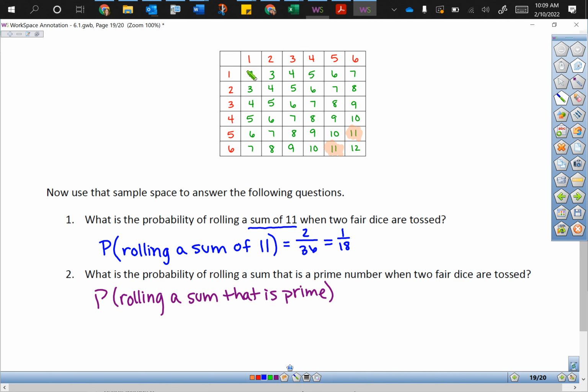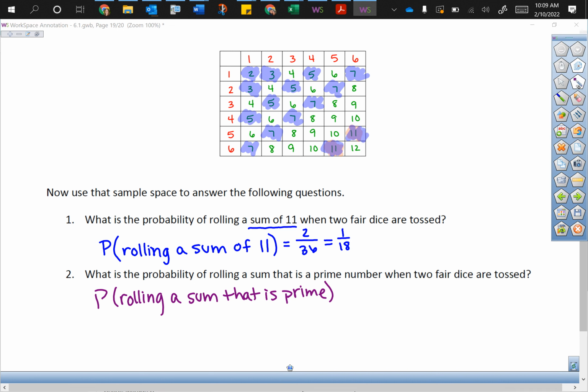Is 2 a prime number? Okay. Is 3 a prime number? And how many 3s are there? 2. Is 4 a prime number? Is 5 a prime number? Okay. Is 6 a prime number? Is 7 a prime number? Is 8 a prime number? Is 9 a prime number? No, because what can go into it? 3. Okay, is 10 a prime number? Is 11 a prime number? Yes. Is 12 a prime number?